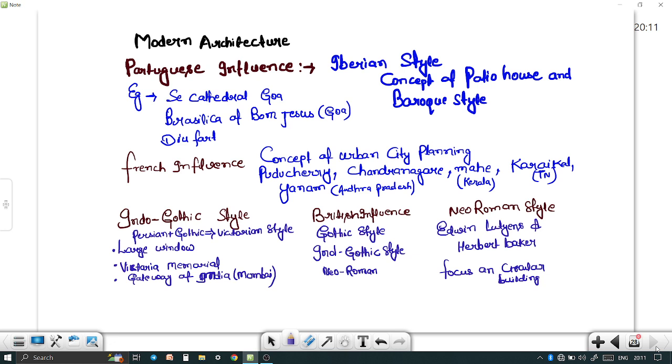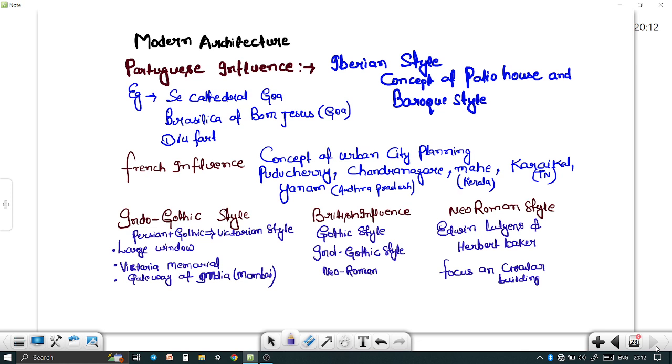Now we will see the British influence. They brought with them the Gothic style and merged it with Indian architecture, resulting in the Indo-Gothic style of architecture. It is also called Neo-Roman architecture, which emerged post-1911.